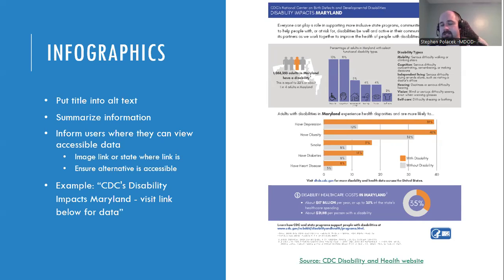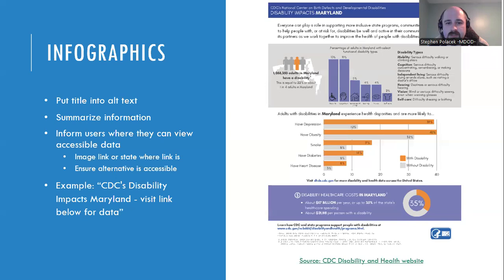Second is in the text around it, you want to summarize this information. So either right before this image or right after it, I'd want to summarize the important points. Maybe I'll pull out the 1,055,353 adults in Maryland have a disability. I might pull that out and say this is one of the key statistics you can take away from it.